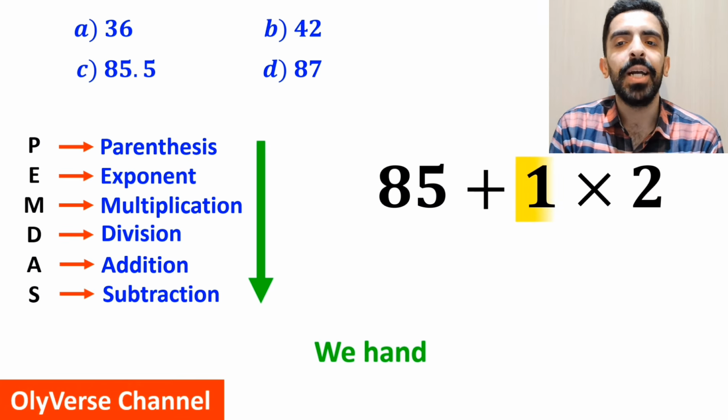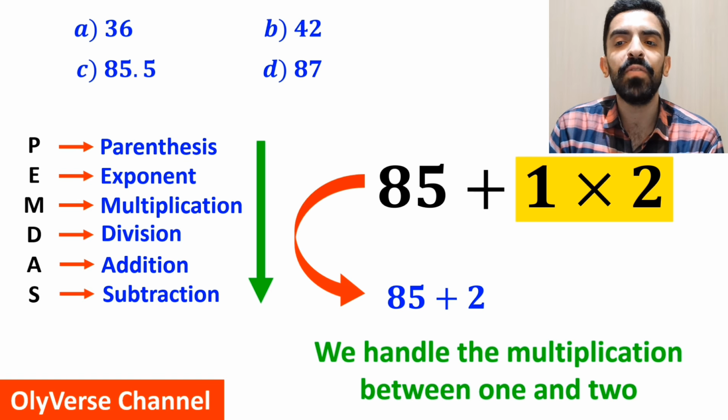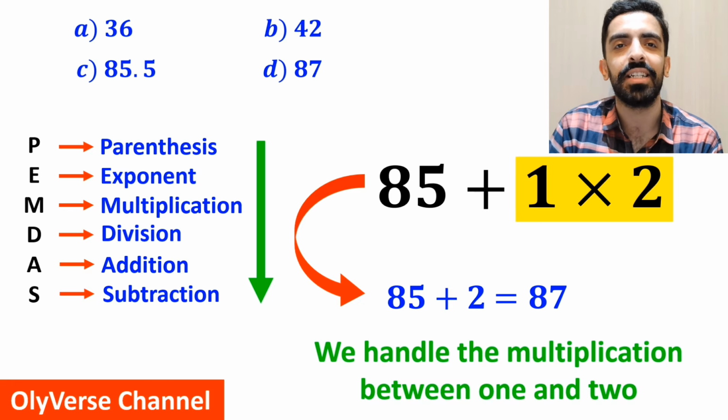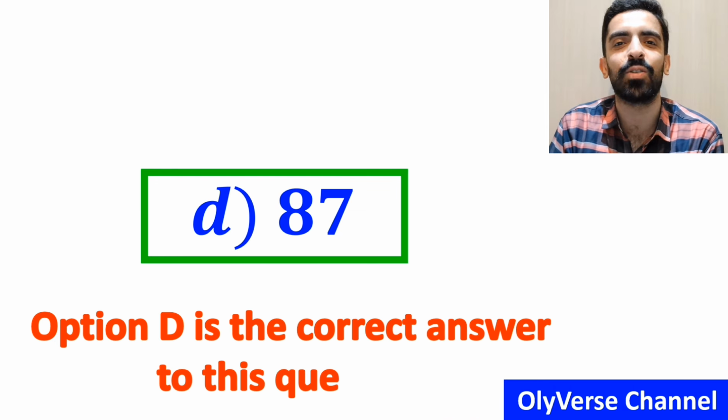And the final step, we handle the multiplication between 1 and 2, and this expression simplifies to 85 + 2, which finally gives us the answer 87. That's great. Option D is the correct answer to this question.